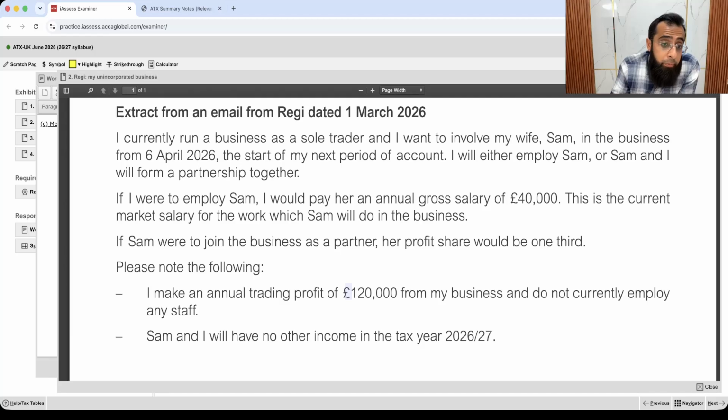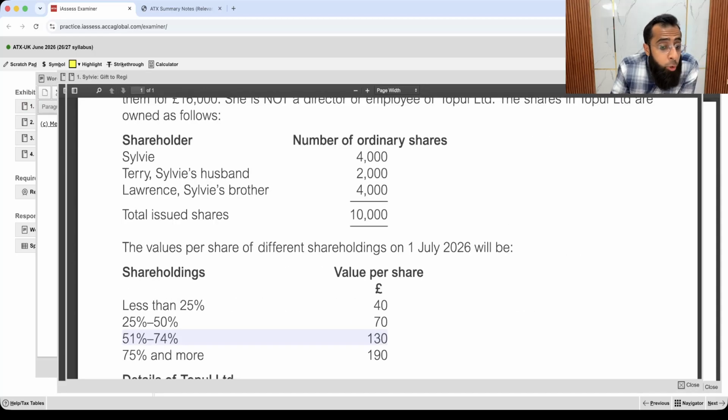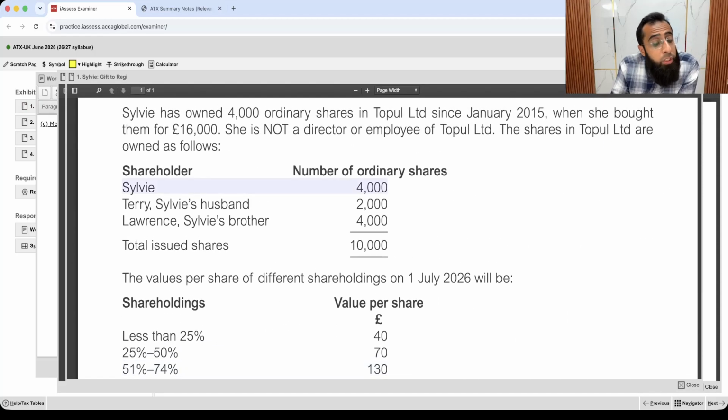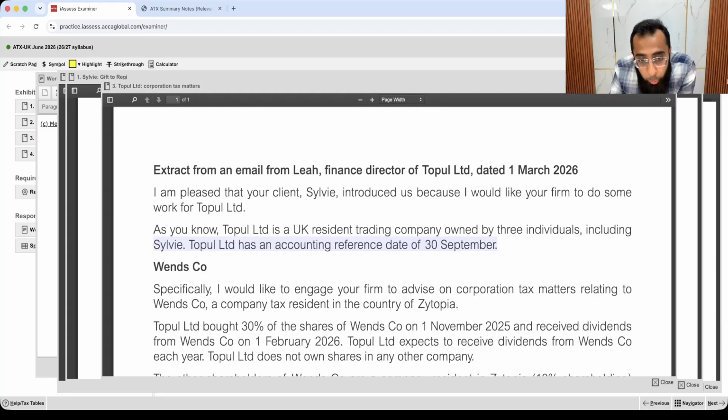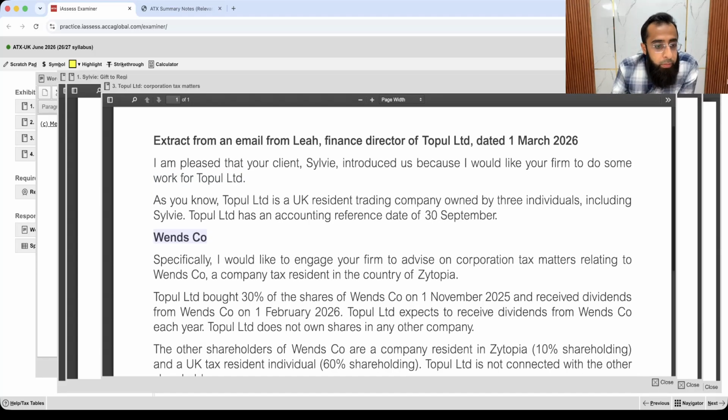If you remember, in Topul Limited, 4,000 shares were held by Sylvie, 2,000 shares were held by Terry. So 60% was with Sylvie and her husband. And then Sylvie's brother owns the remaining 4,000 shares. So now the situation is that Topul Limited wants us to provide them with services also.